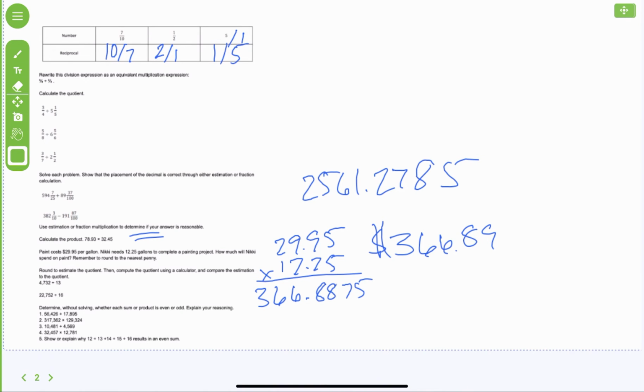Now, round to estimate the quotient. There's a couple of different ways you could do this. 4,732 divided by 13. I would probably round that to 4,700 divided by 10, which is going to give me 470. That's one way of rounding it. Simple way of rounding it, right?